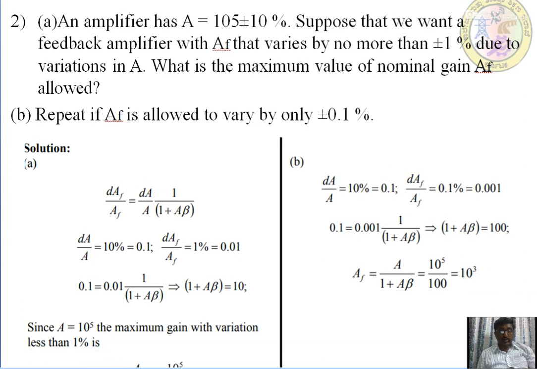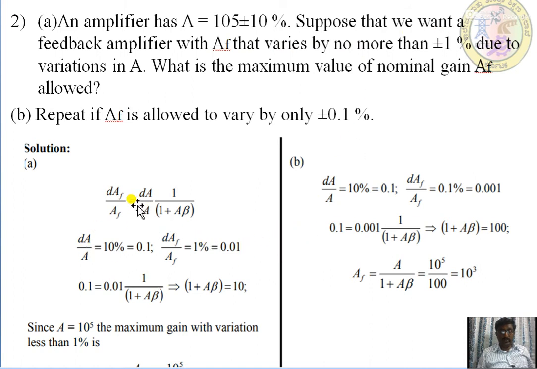The formula for this is DAF divided by AF equals DA by A, multiplied by 1 divided by 1 plus A beta. DA by A is 10%, and its value is 0.1, since 10 divided by 100 is 1 by 10, that is 0.1. So DAF by AF is 1%, that is 0.01.